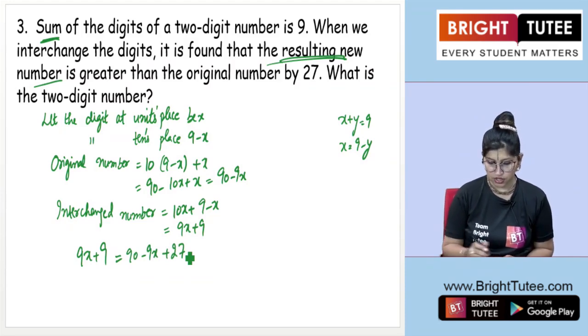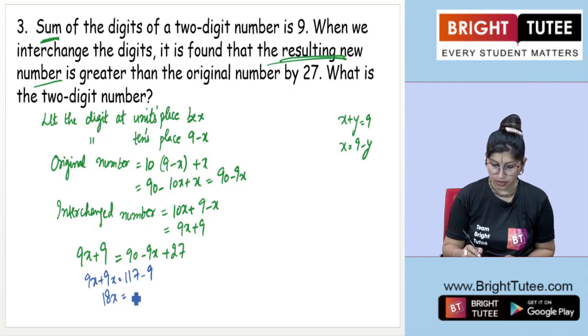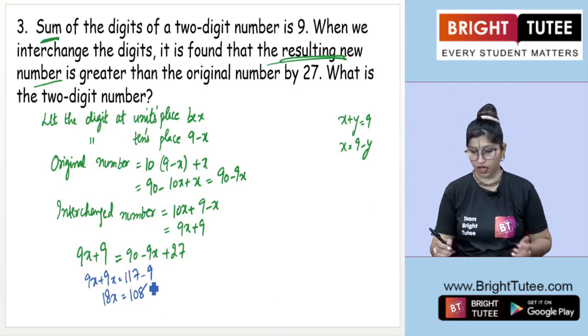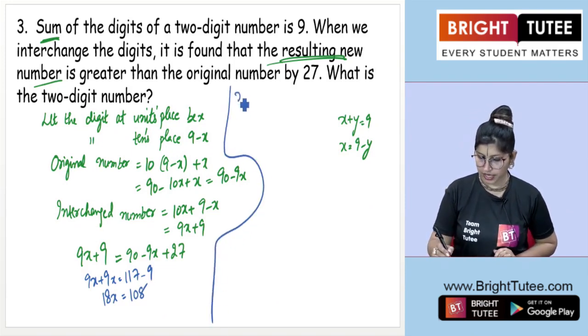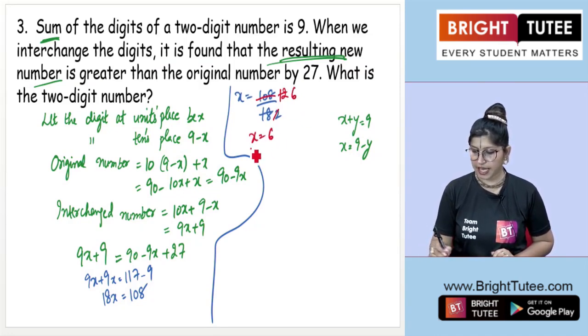Now let's try and solve this. We'll be taking it to this side, 9x plus 9x, 90 plus 27 is 117 minus 9, it is 18x. We'll take away 9, so we'll be getting 108. Now we'll find out x, 108 upon 18, so 9 2s are 18, 9 1s are 9, 9 2s are 18, 2 6s are 12, so ultimately we get x as 6.